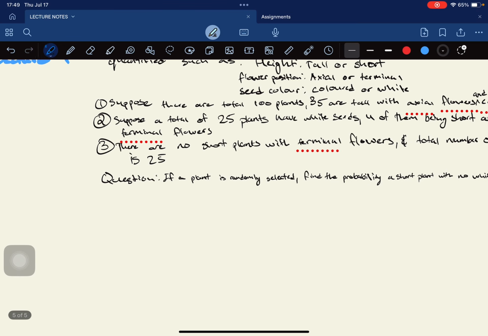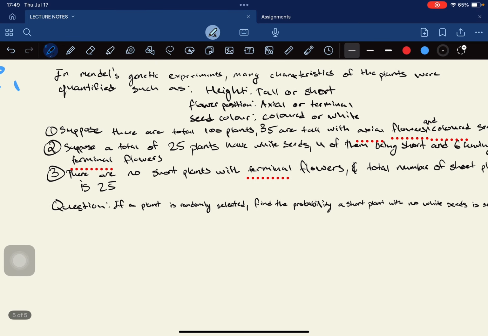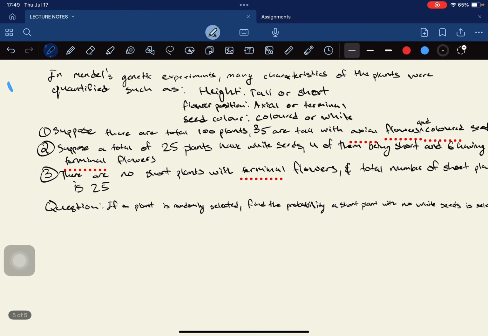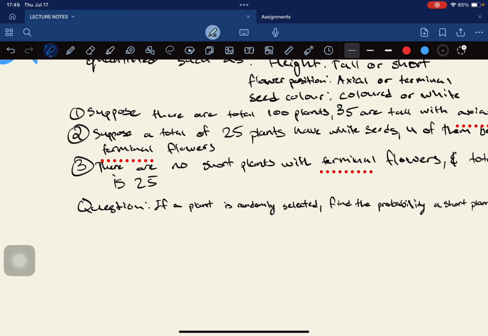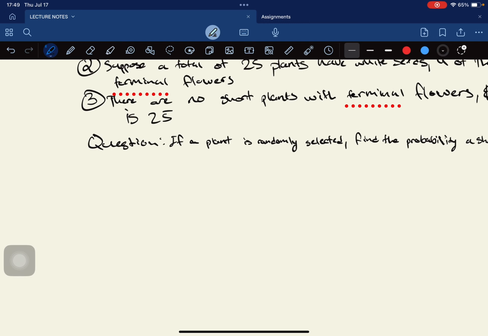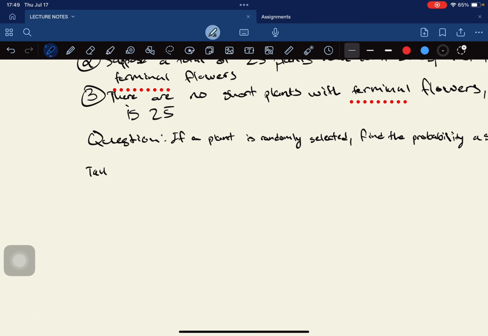So we start off with the first bit of information we have: a total of 100 plants, 35 are tall with axial flowers and colored seeds. So we would write tall and axial and colored, and that would be 35. The professor said you can write it like this, as an intersection, because they all intersect each other.